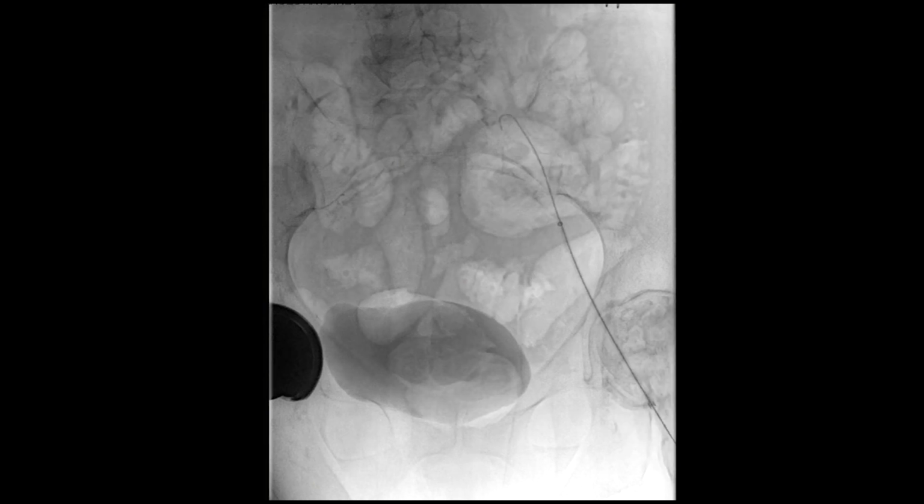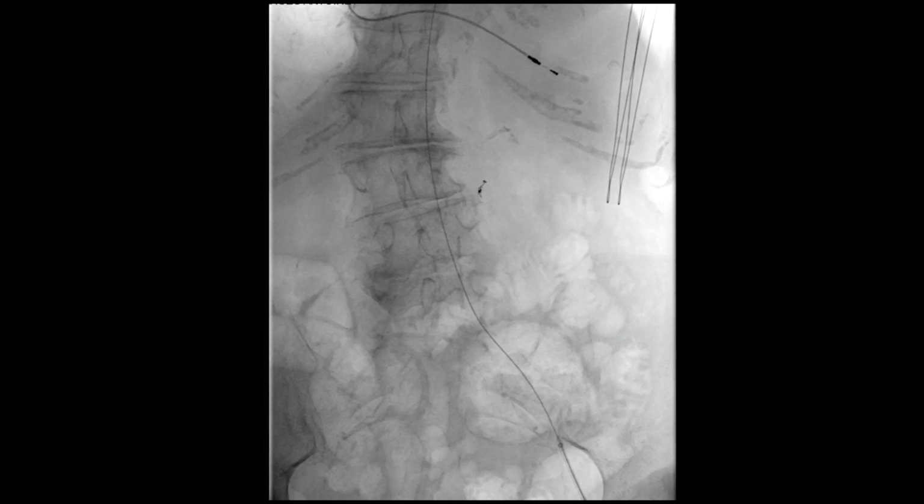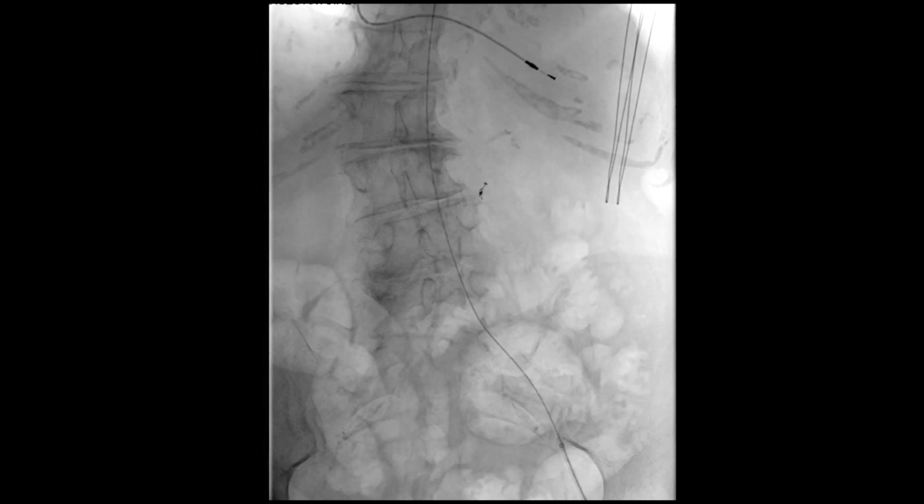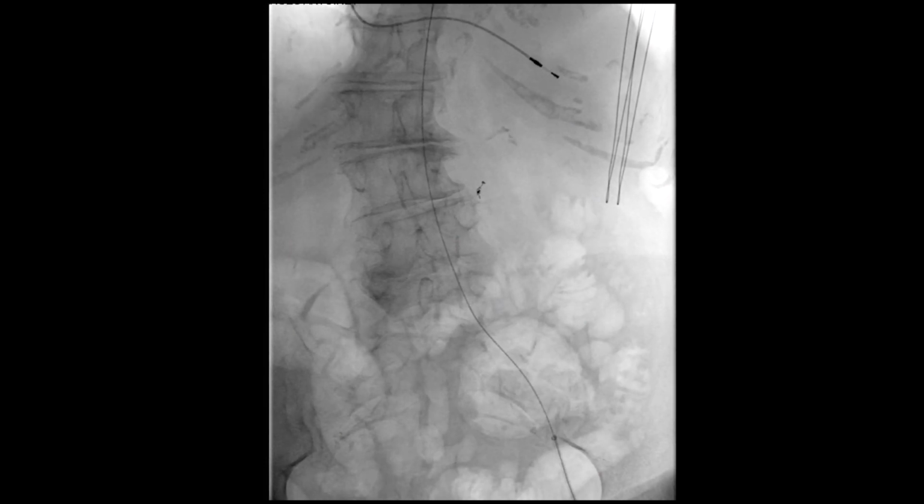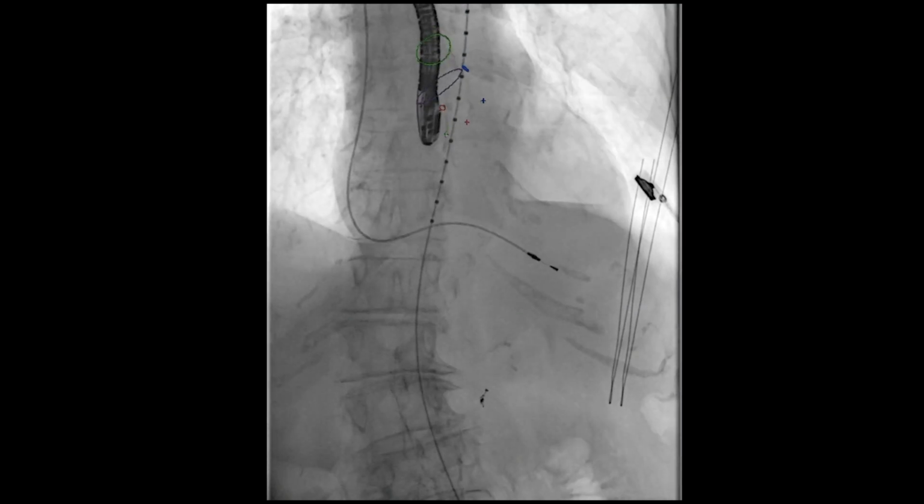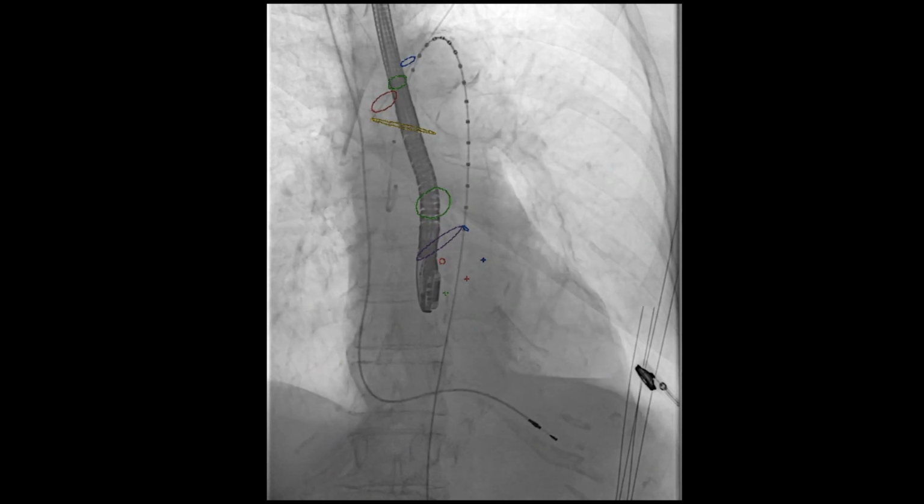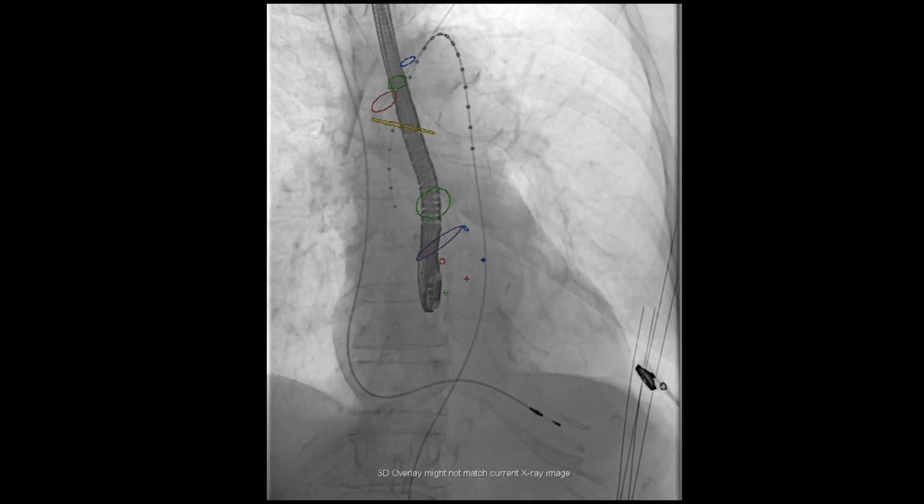Next, the left common femoral artery was accessed under ultrasound guidance using a mini-stick needle followed by the wire and micropuncture sheath. We then upsized to a 5 French sheath over a Benson wire. This was followed by introduction of a marker pigtail catheter into the ascending aorta just above the coronaries.